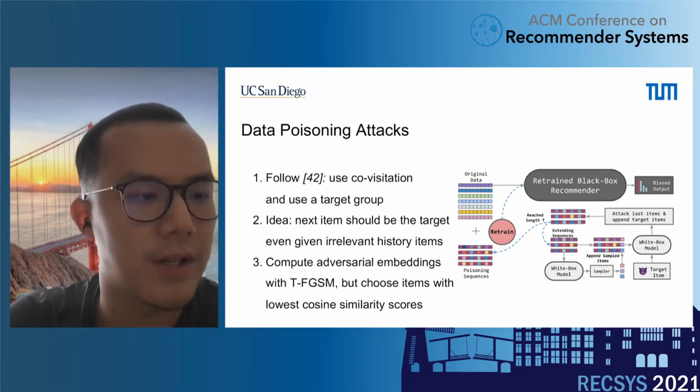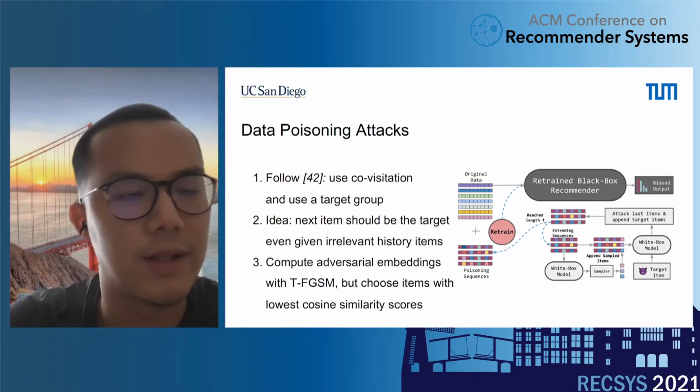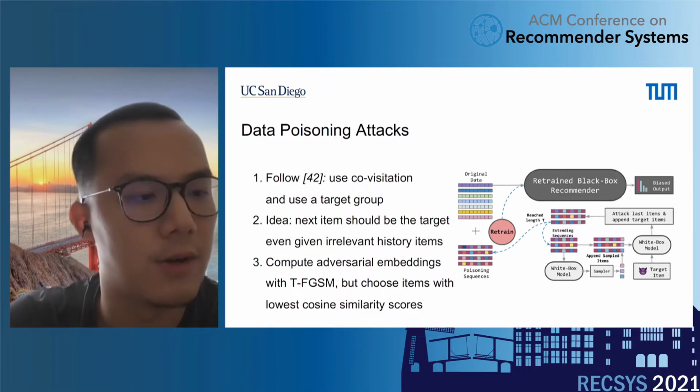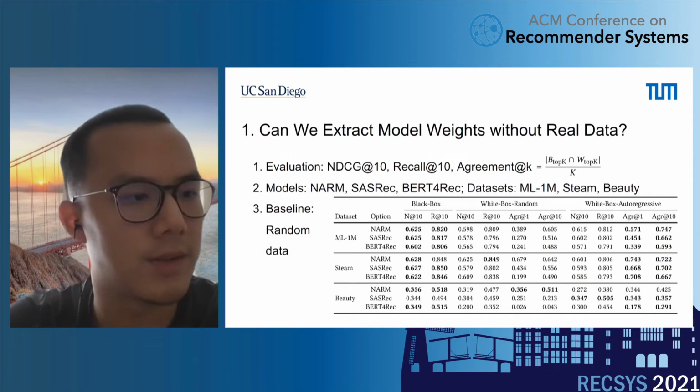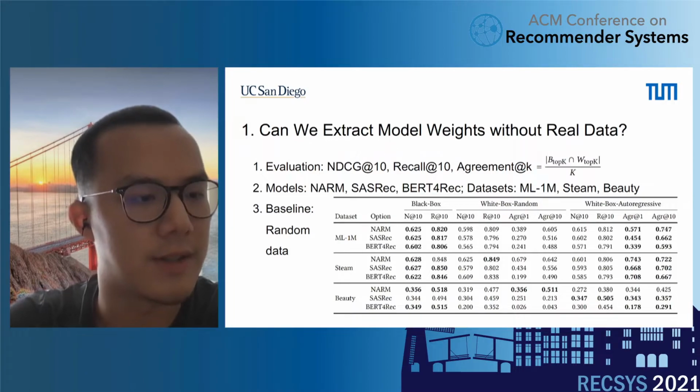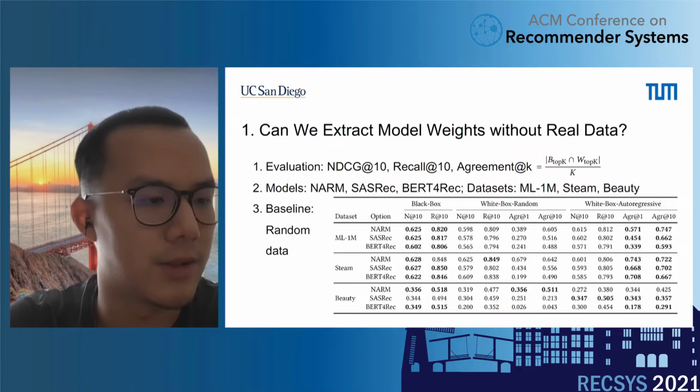We want the retrained recommender to carry such bias, so that even in very unlikely situations the black box recommenders would still recommend targets after retraining. So let's go to our results. We use NDCG and recall to evaluate our models, and we use agreement to measure the distance between the two model outputs. Agreement is similar to IOU, but with K in the denominator.